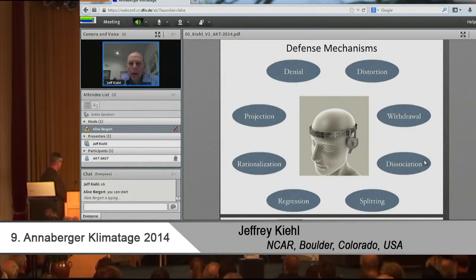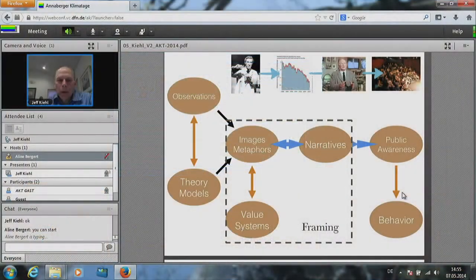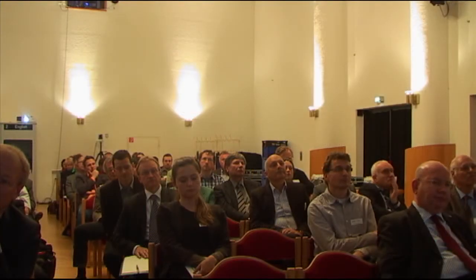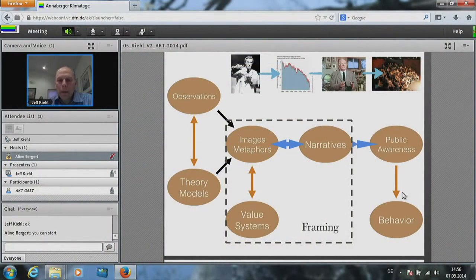We actually have ways to defend ourselves against strong affect. And we need to understand those processes in order to better frame the science that we present to the public. So this is a summary slide where scientists work with observations, theories, and models. Their job is to come up with better narratives, essentially, to frame that science using narratives that account for the value systems that societies hold, that sectors of society hold, that affect their ability to understand the science that's presented to them.